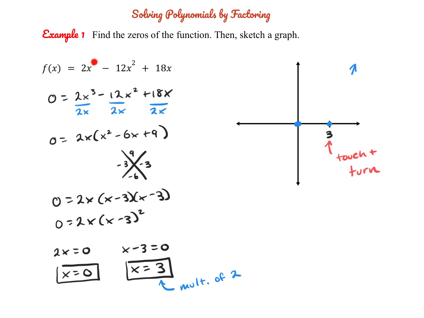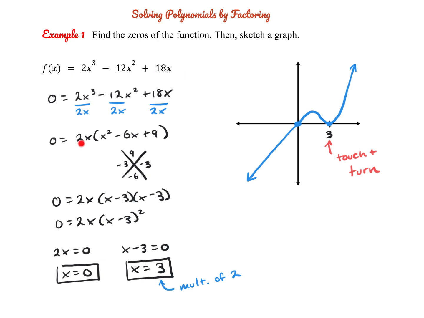The degree of my graph is 3, which is odd, which means the end behavior is opposite. So this side is going to go down. And then I just need to connect the dots with my zeros. So I'm going to touch and turn, and then I go through here, and then I'll just continue on to negative infinity.